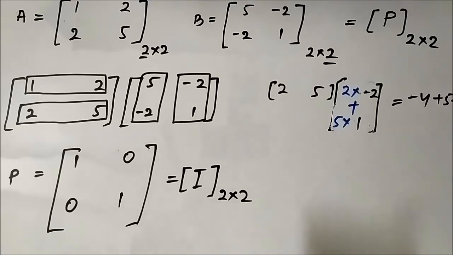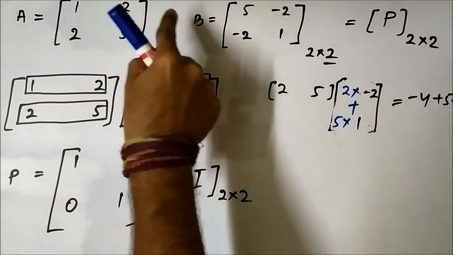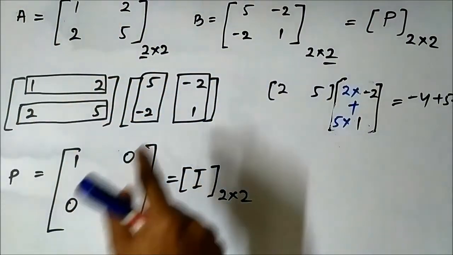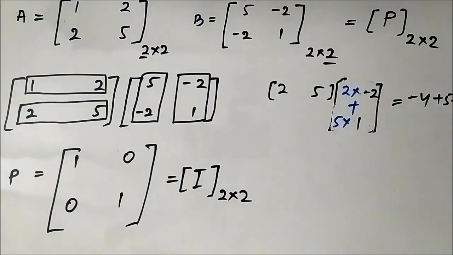Now we can also do the same thing for a 3 cross 3 matrix. There we will have to consider a 1 cross 3 row matrix and a 3 cross 1 column matrix, and we have to do the same thing.